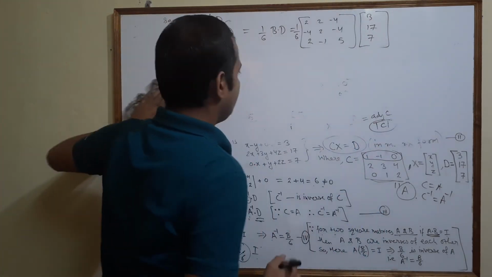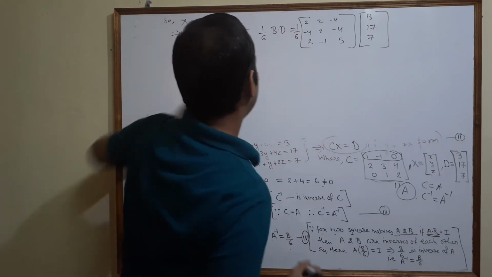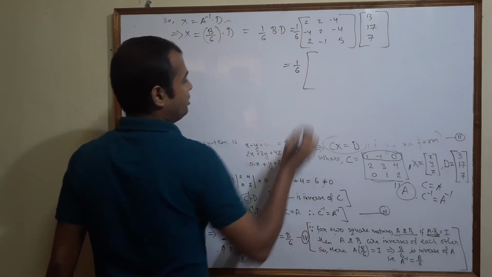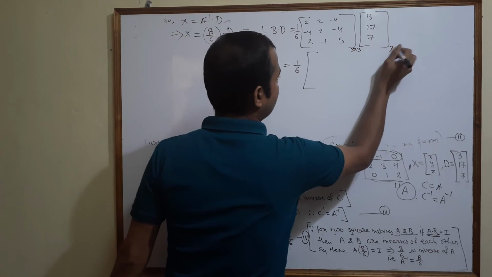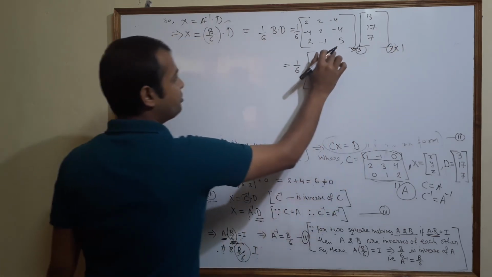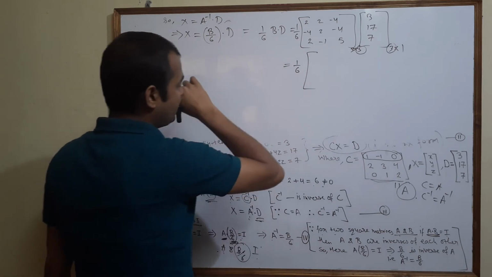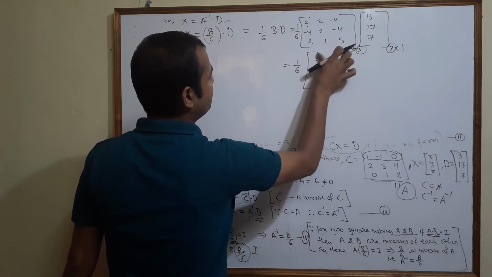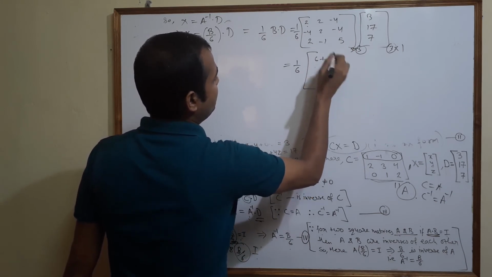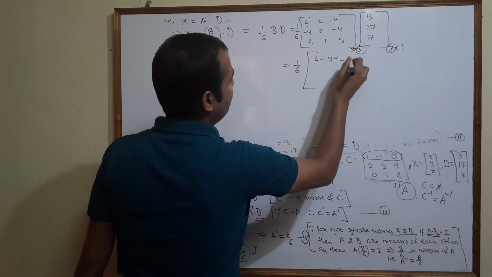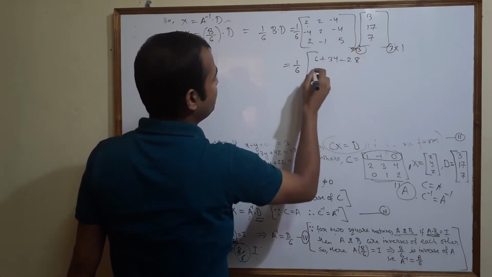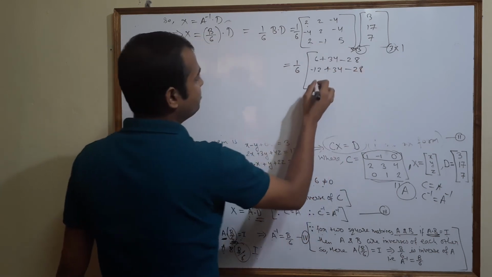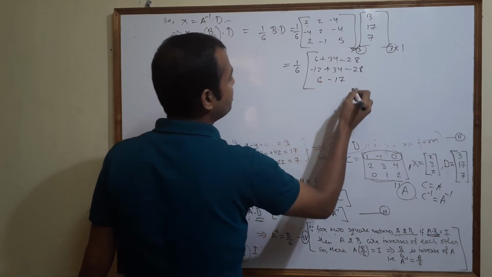Now the rest is very easy. You just need to take the product. So 1 by 6. Let's multiply. This is 3 by 3 and this is 3 by 1. Clearly multiplication is possible, since the number of columns here is equal to the number of rows in that D matrix. Multiply: 2 3s are 6, plus 2 17s are 34, minus 28. Minus 4 into 3, minus 12, plus 34, minus 28. Then 6, minus 17, and plus 35.